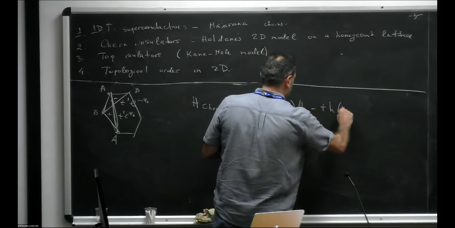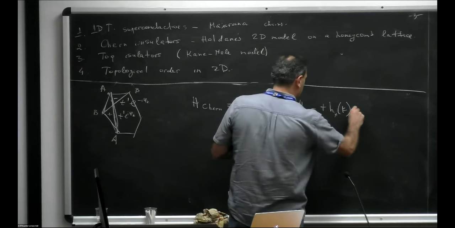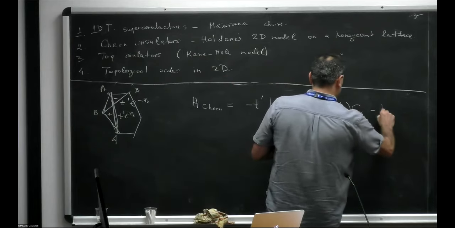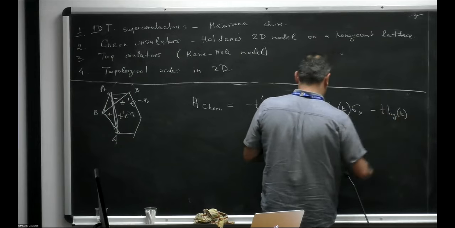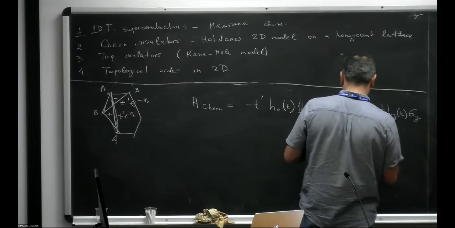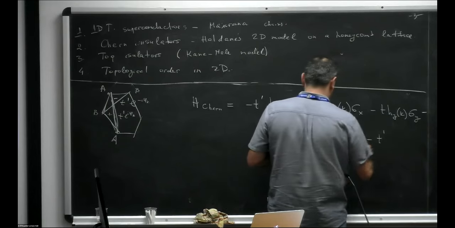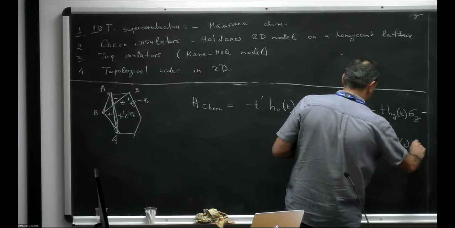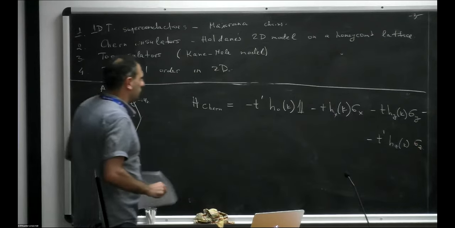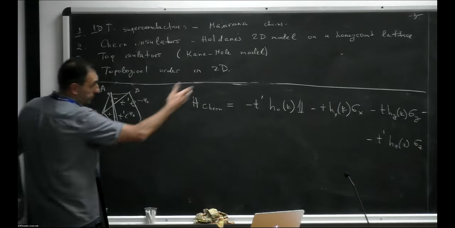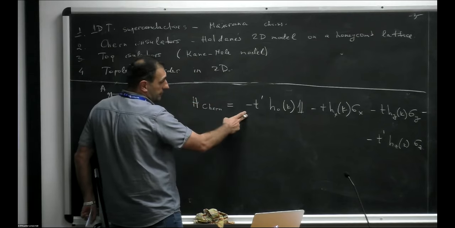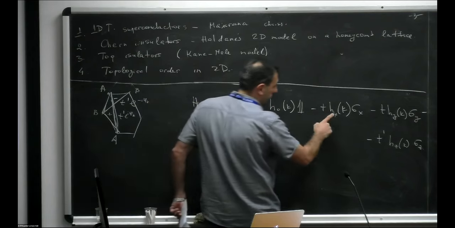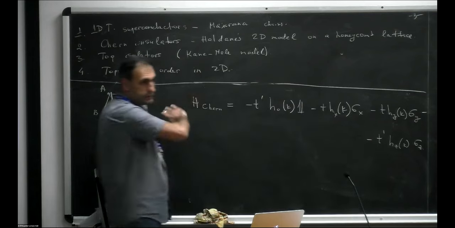Minus t times Hx(k) times Pauli matrix sigma x, minus t times Hy(k) times the second Pauli matrix sigma y, minus t' times some function Hz(k) times sigma z. So we see that it's a 2x2 matrix in the momentum space representation, which can be written as a dot product of some vector with components H0, Hx, Hy, and Hz with the Pauli matrices.